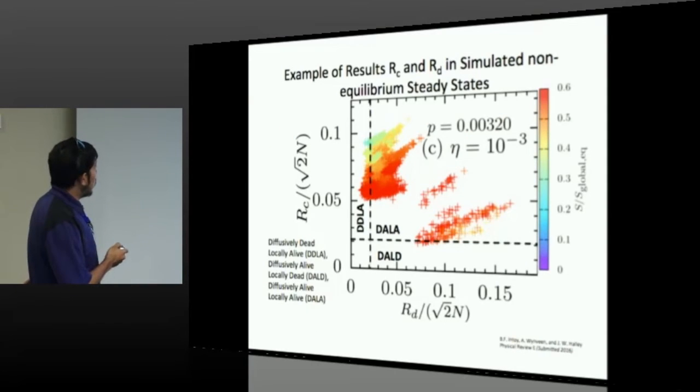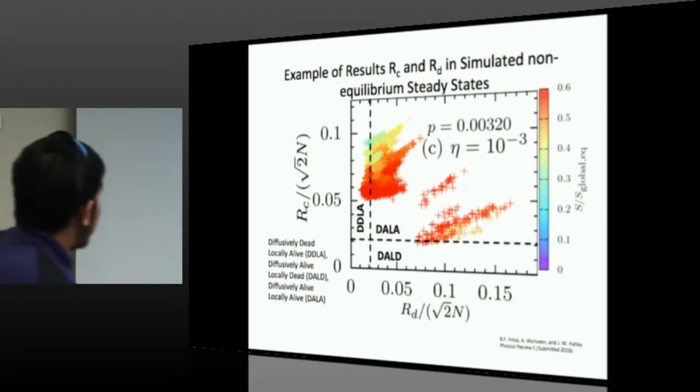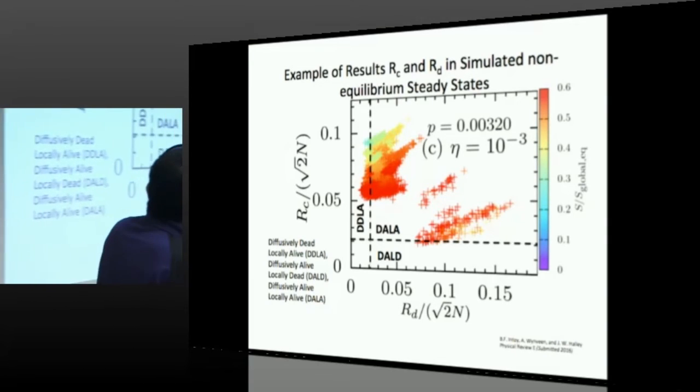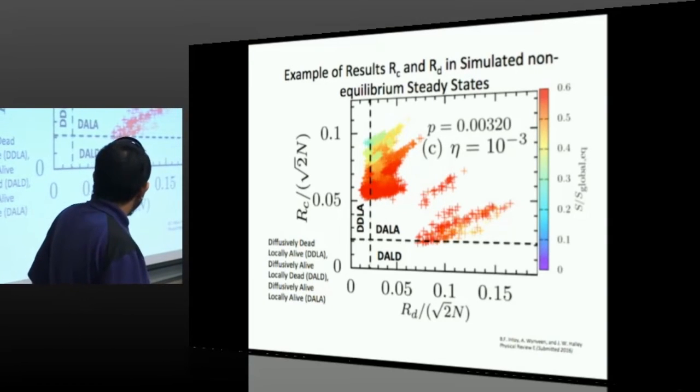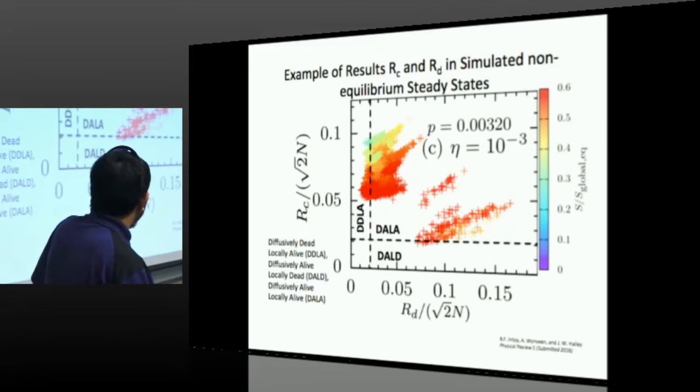So now I just want to show an example of results for these two distances in simulated non-equilibrium steady states. So this is a scatter plot with about 20,000 runs, where the color of the point denotes the entropy ratio. Note that we already require that the entropy ratio be less than 0.6, and these are the two normalized distances that I defined earlier.